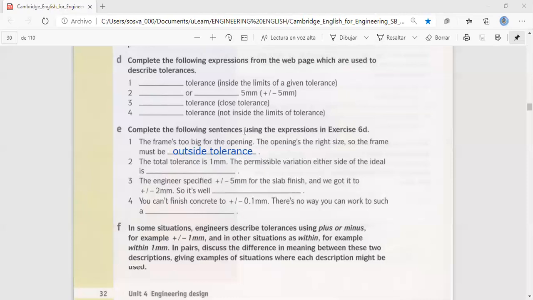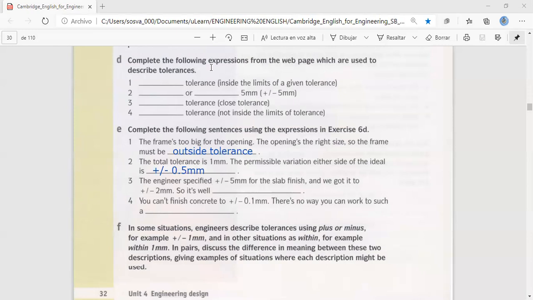Now, number two says the total tolerance is 1 millimeter. The permissible variation on either side of the ideal is 5 or what? 5 millimeters, which one would be that one? It would be permissible variation. Okay, plus or minus, right? Exactly. Plus or minus 0.5 millimeters. Oh, yes, 0.5 millimeters.